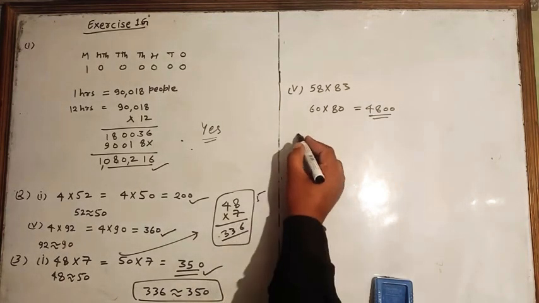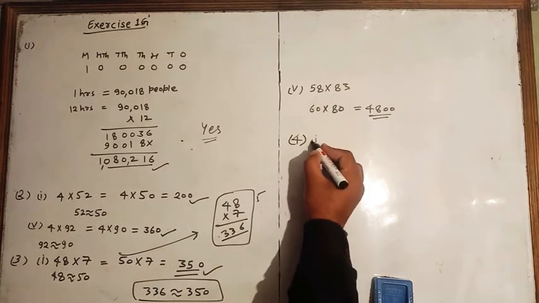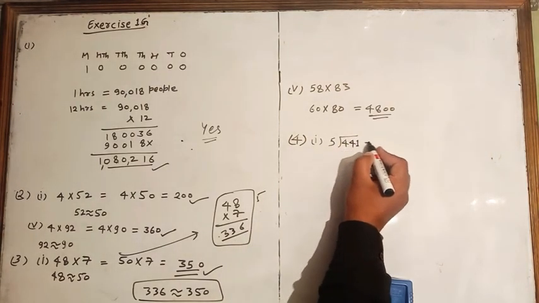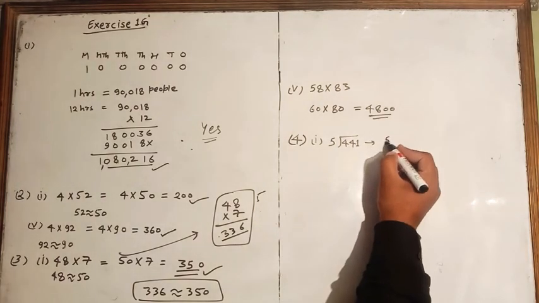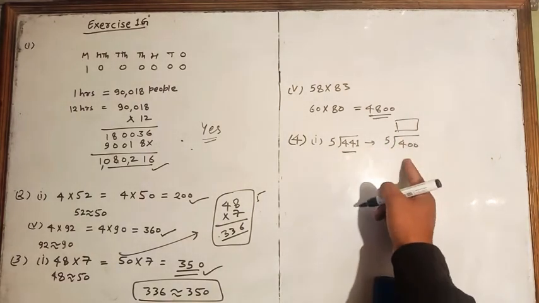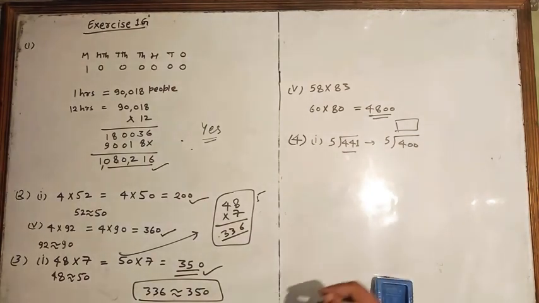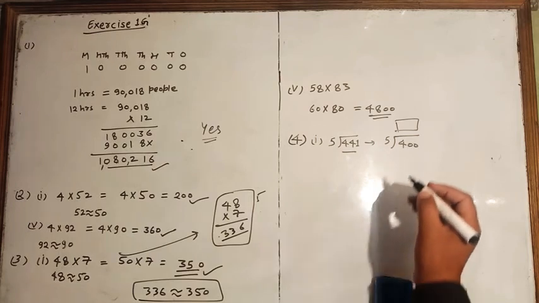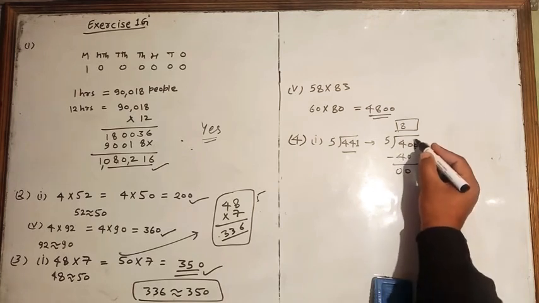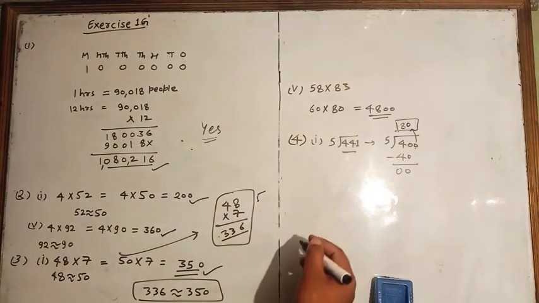Now come to question number 4, that is copy and fill the boxes. The first one is like this, 5 divided by 441, then arrow, 5 divided by 400, here is a box. 441 is approximately equal to 400, to the nearest 100. So how many times will 5 be divided into 400? That will be 8 times, 5 8s are 40, so 40 minus 40 is 0, and this 0 you will copy here. So your answer will be 80. Like this you can fill. Other parts are the same, you can do.